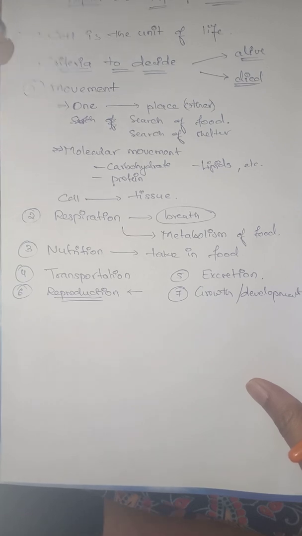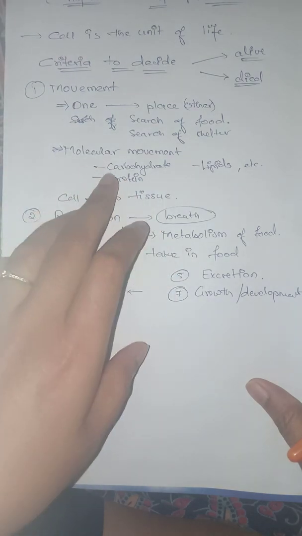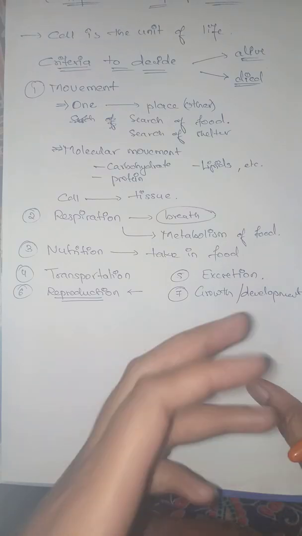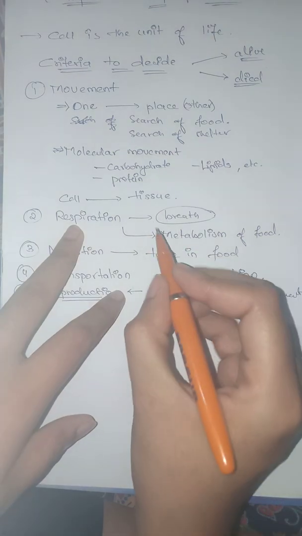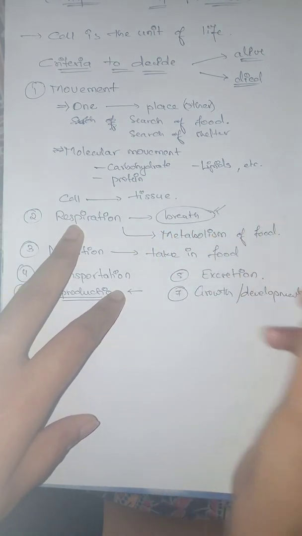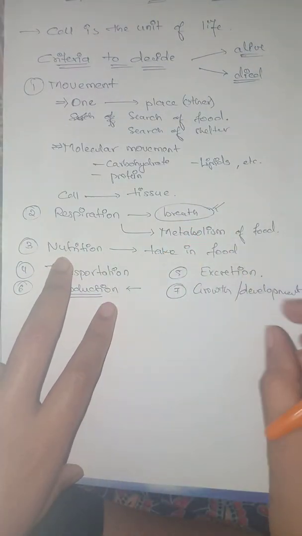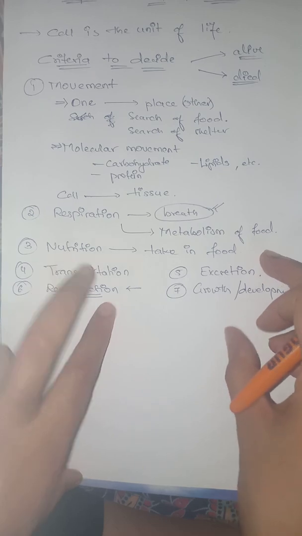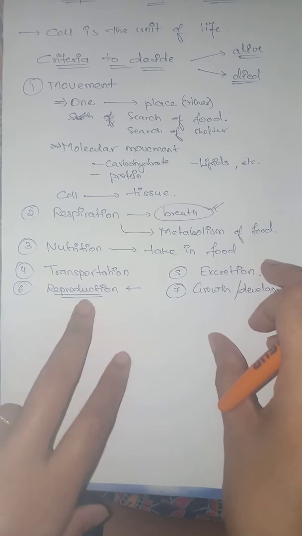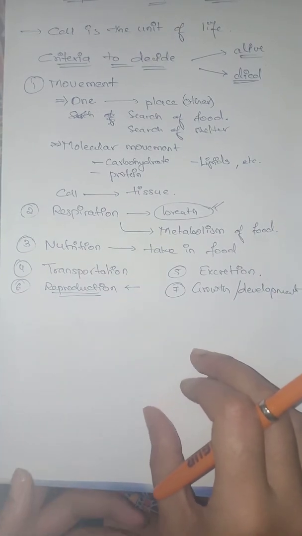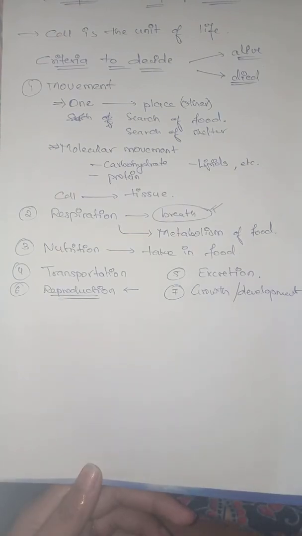First, they should show the movement from one place to another, right? And also the molecular movement, that are the molecules that you have, that is carbohydrates, proteins, lipids, vitamins, minerals, from cell to different tissues, right? Then you have the respiration. In the respiration, first you have the breathing processes, that is the exchange of gases, and also the metabolism. Then you have the nutrition, that is the uptake of food by an organism, transportation of the digested food, excretion of the undigested food, reproduction, and the growth and the development. So if the person fulfills these criteria, he can be considered as living.